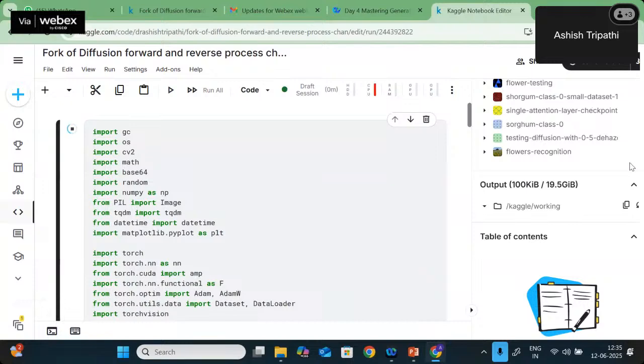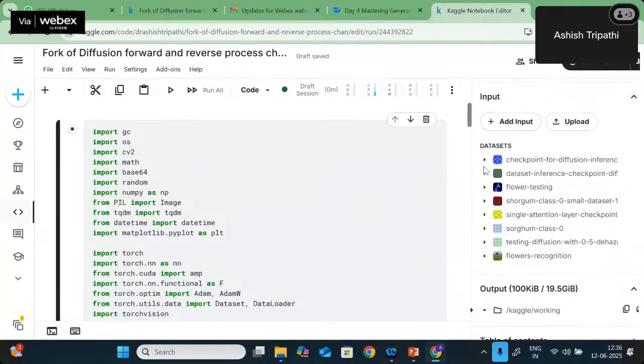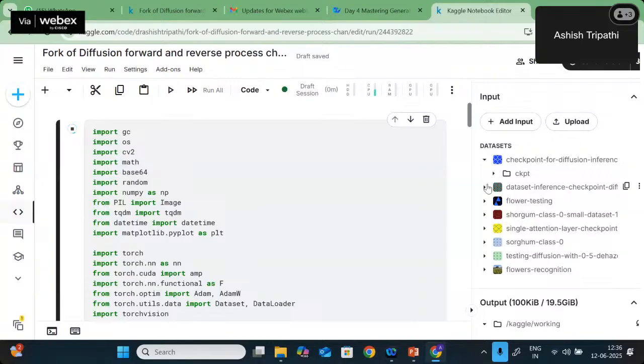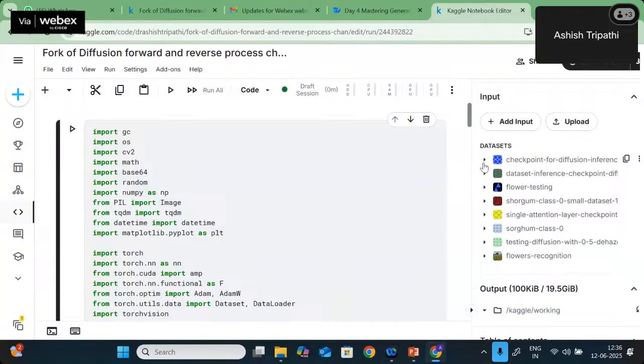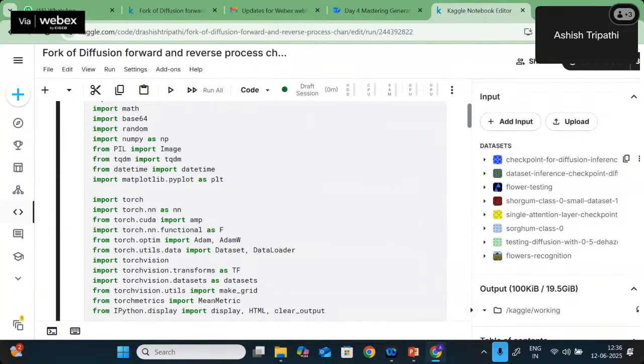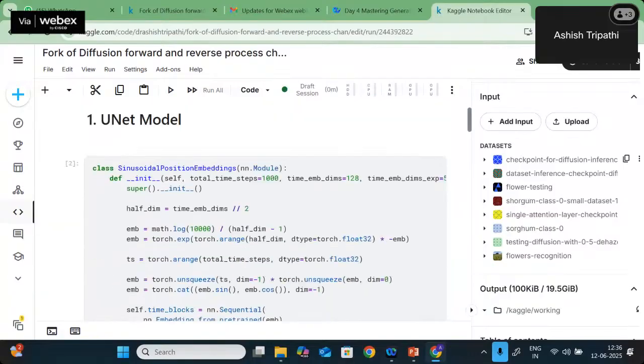Okay, this session has started from my side. I have got access to the GPU. On the right hand side, you can see these are the data sets on which you can run. This is the flower data set. This is the sorghum data set. You can add your own data set to work on. And these are some of the packages that I have imported.